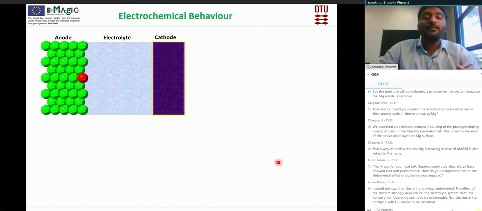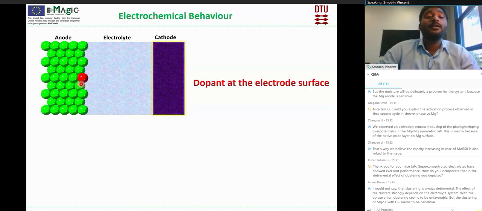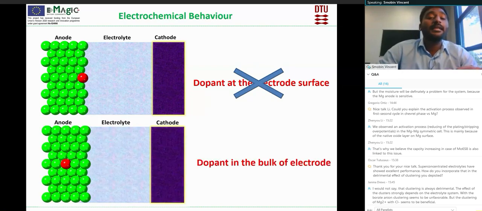And the final thing is we want to know the electrochemical behavior of this dopant. So this we evaluated based on where the dopant goes. We want to know whether the dopant will go to the surface. If the dopant goes to the surface, then there's a chance of the dopant reacting with the electrolyte, which may affect the electrochemical performance of the battery. So that's why we don't want the dopant to be at the surface, but we want it to be in the bulk. So this is a 2D schematic diagram.